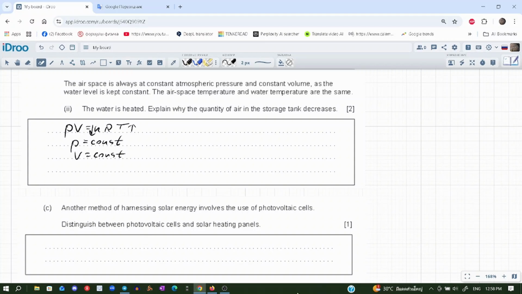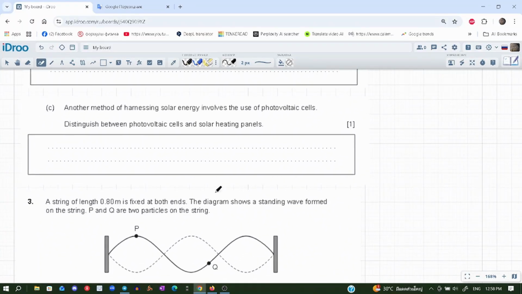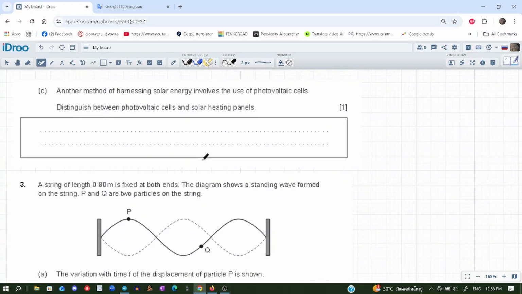Another method of harnessing solar energy involves the use of photovoltaic cells. Distinguish between photovoltaic cells and solar heating panels. Photovoltaic cells produce electrical energy to heat the water, whereas solar heating panels just directly heat the water. And that's all. It's enough.